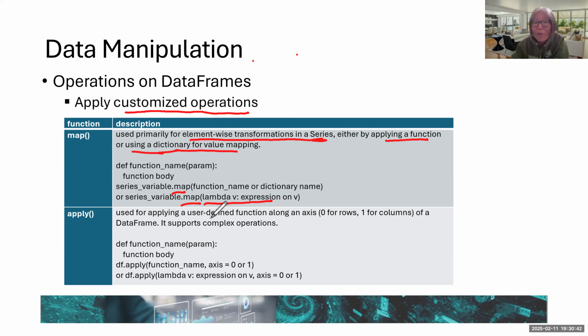And apply takes a user-defined function. You need to specify axis, 0 or 1. Apply can support complex operations. You can define some function, then plug in the function and specify the axis. You can also use a lambda expression.